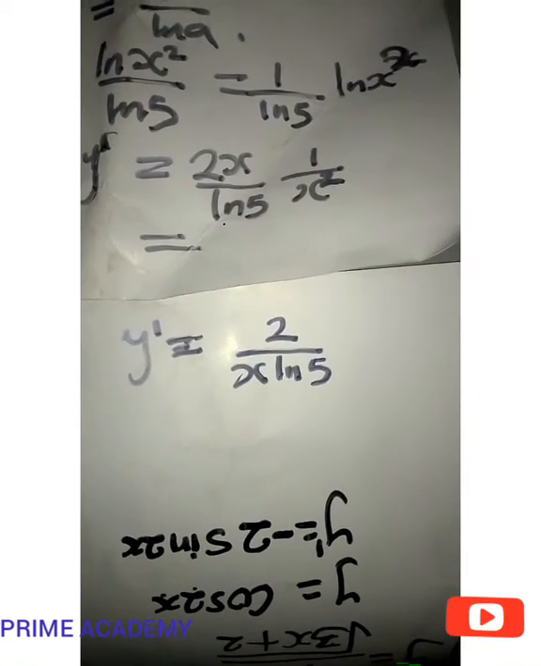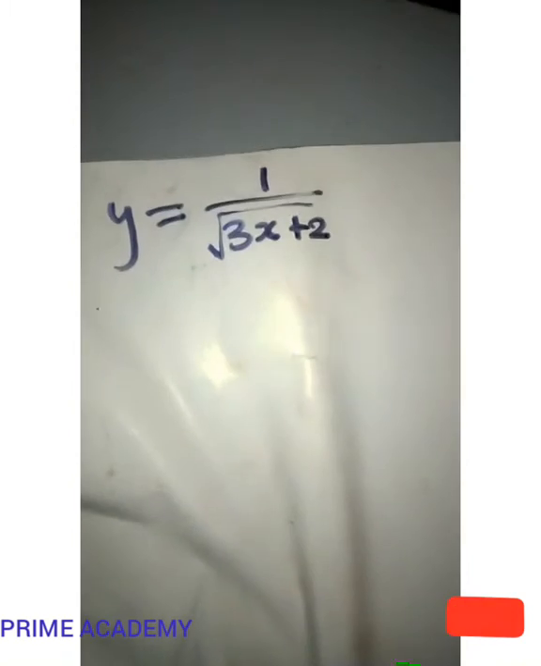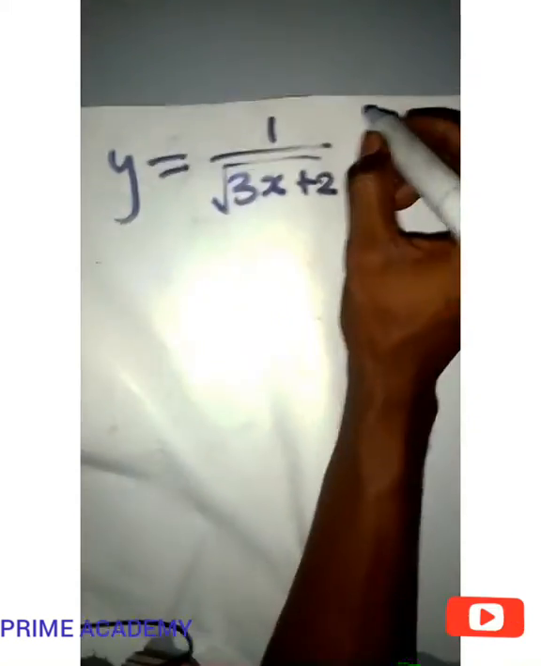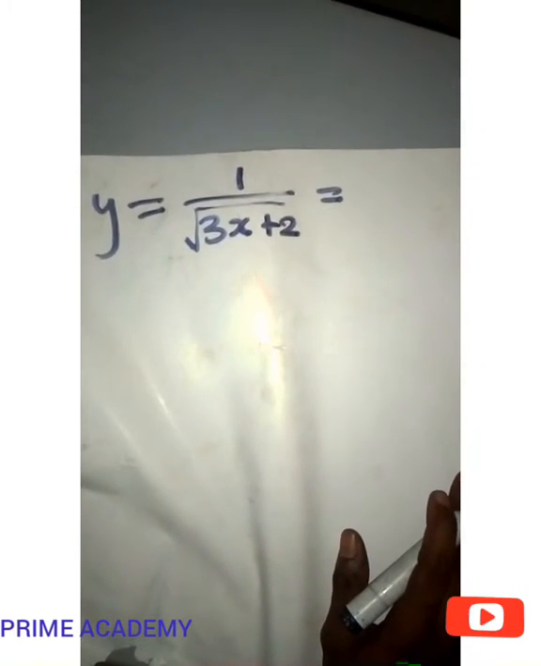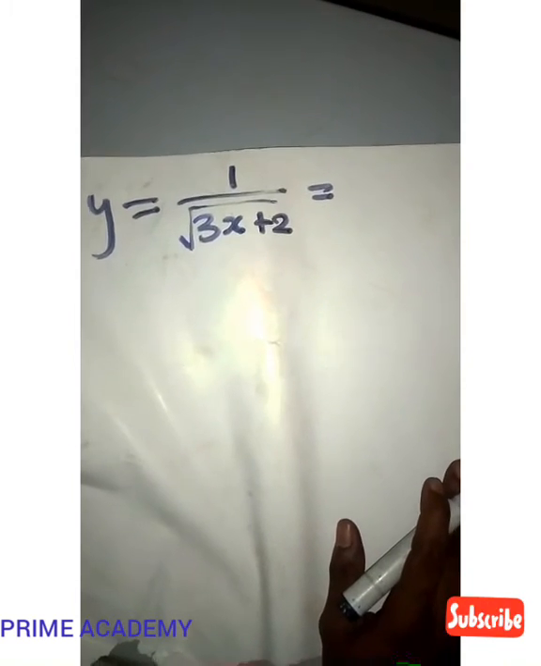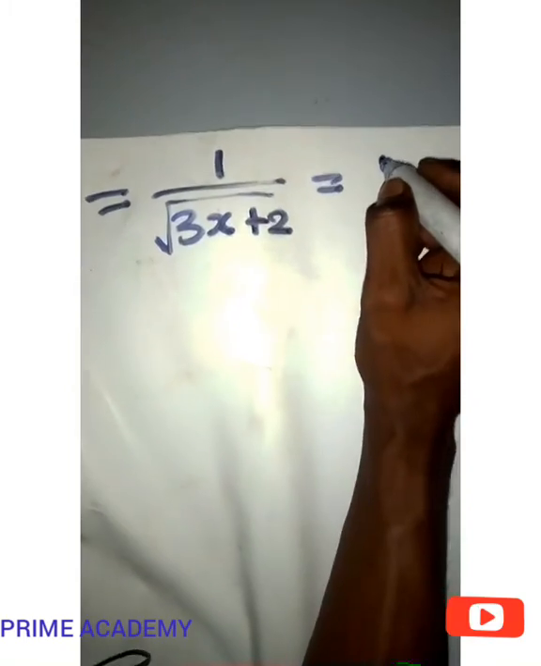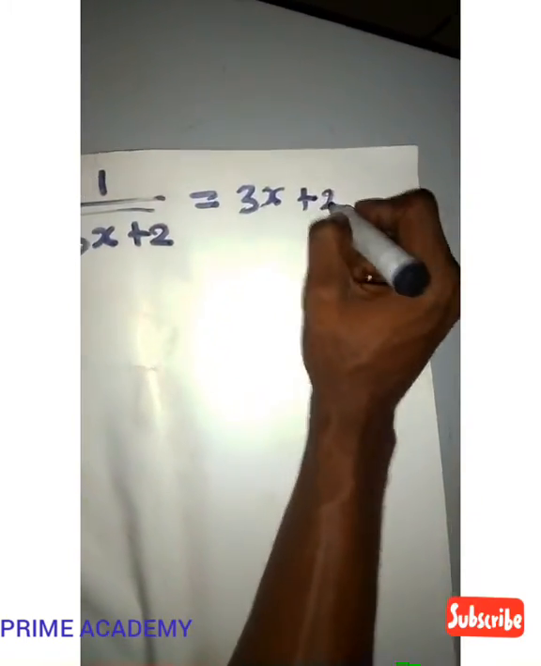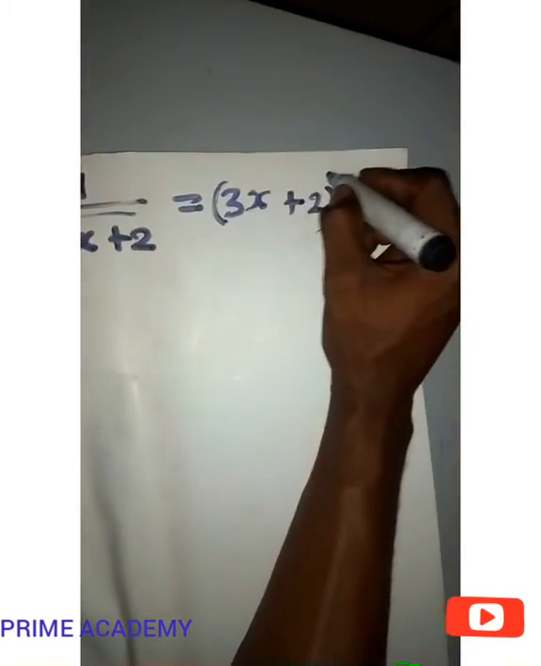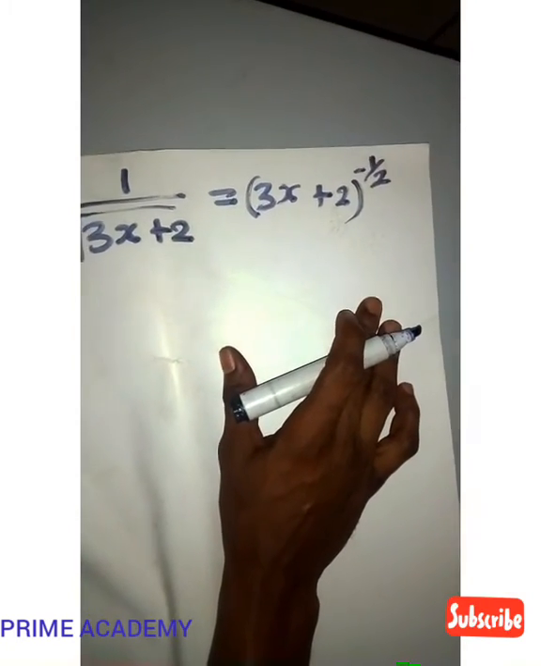So this is very direct. So we'll be looking at the fourth problem, the number 4 problem. Now whenever you have problems to differentiate, it's always best to rewrite them in exponent form. So I'll be doing that here, and we can write this as the same thing as 3x plus 2 raised to the power of negative half. So these two things are the same from indices.